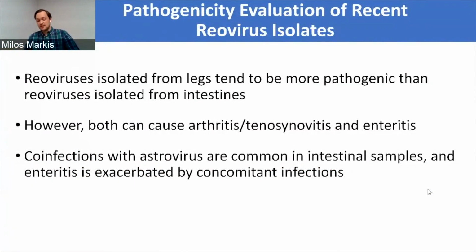Based on pathogenicity assessments of recent reovirus isolates, the reoviruses isolated from legs tend to be more pathogenic than reoviruses isolated from the intestines. However, both can cause arthritis, tenosynovitis, and enteritis. So the leg isolates can affect intestines, and intestinal viruses can cause footpad inflammation as well. Co-infections with astrovirus are common in intestinal samples, and enteritis is exacerbated with concomitant infections with astrovirus.